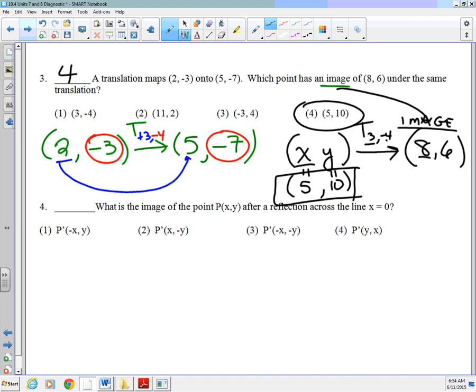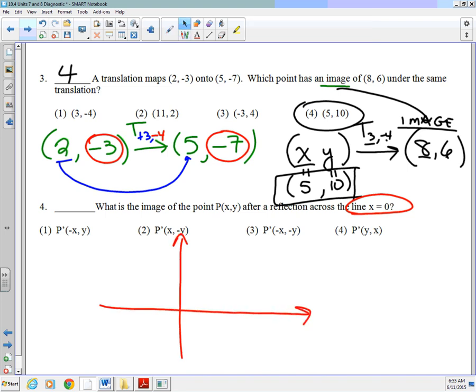Okay, number 4 says, what is the image of the point P(x, y) after a reflection across the line x equals 0? What is x equals 0? A lot of people struggle with this. x equals 0. Well, here's what I'm going to do. Here's x equals 1. This would be the line x equals 1.